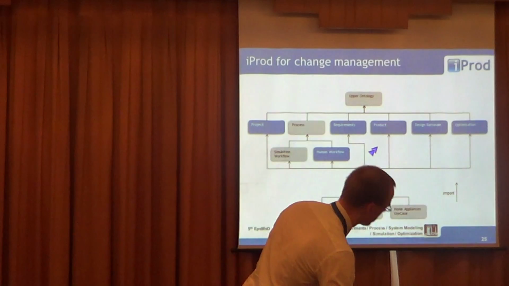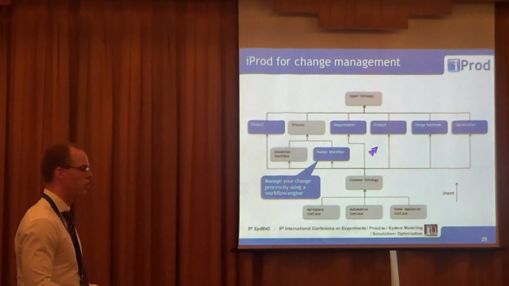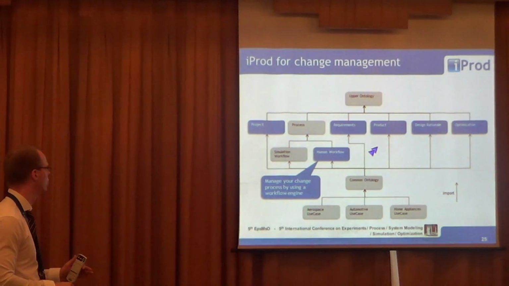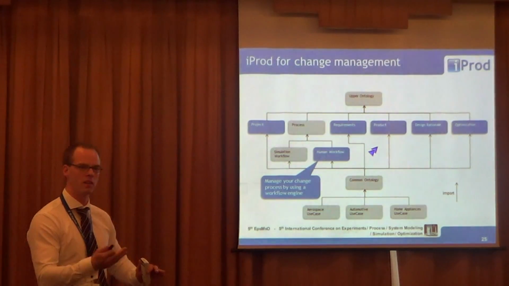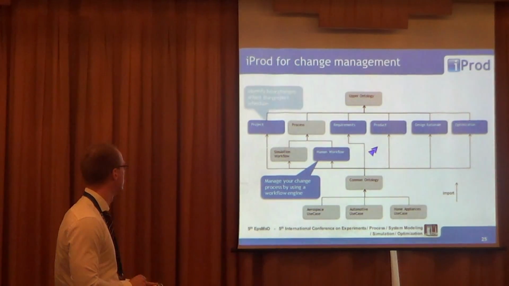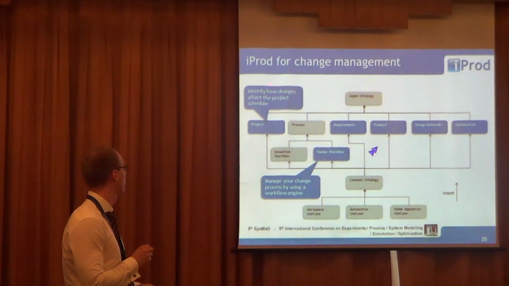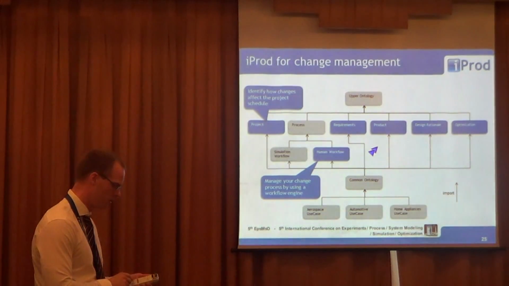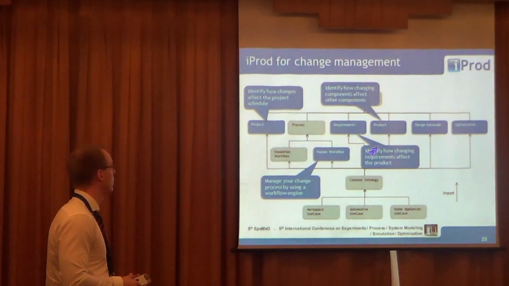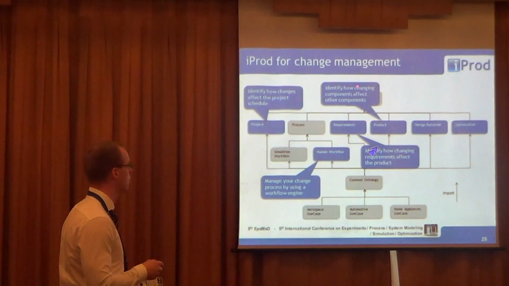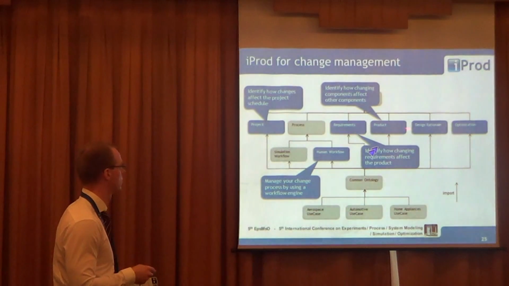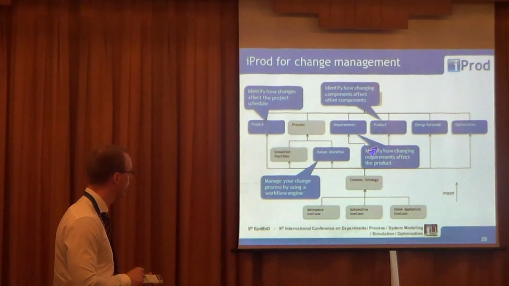So how can our data model help? First of all, you could use the iProd workflow management component to formalize your process and let it guide you through the formal process so you don't omit any important step. Second, you could identify how changes could affect the product schedule because information is interlinked between the different models. You could identify how changing components affect other components, and how changing requirements affect product structure elements, because usually these are different models. Here we have the link.